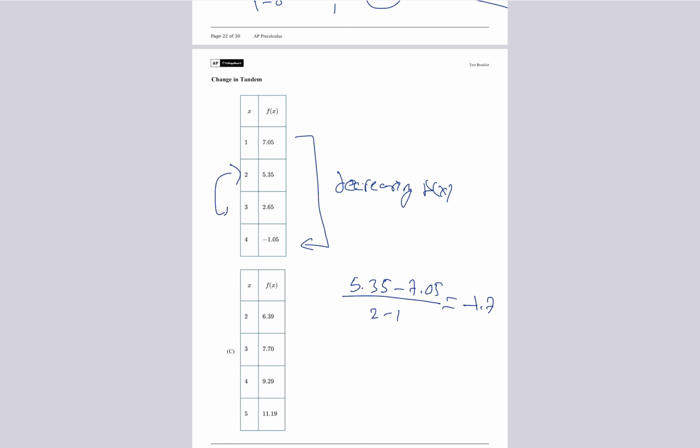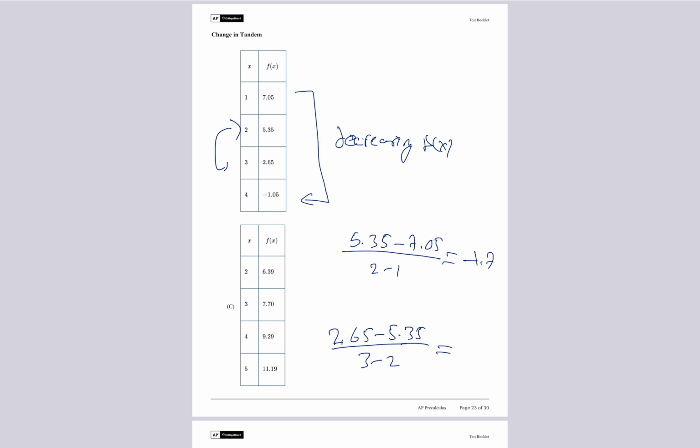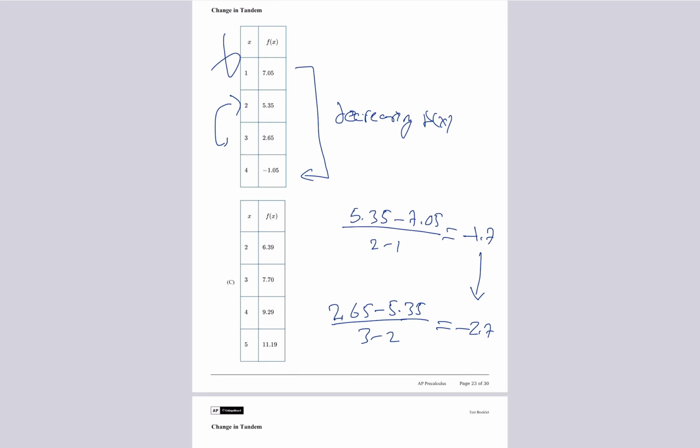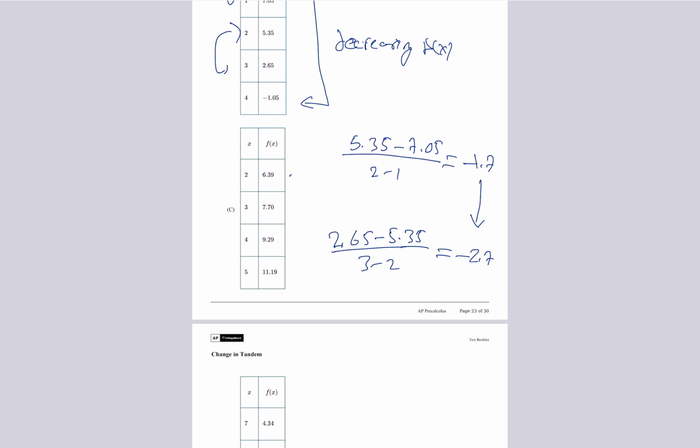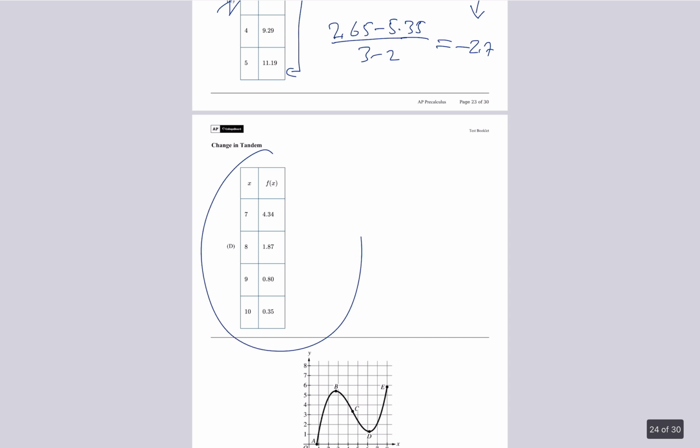Let's do the second point. 2.65 minus 5.35 divided by 3 minus 2, which is simply 2.65 minus 5.35. So negative 2.7, the rate is decreasing. This one is out as well. What about C? Well, this has an increasing function. The y's are increasing. So that means this is out. And the correct answer is option D.